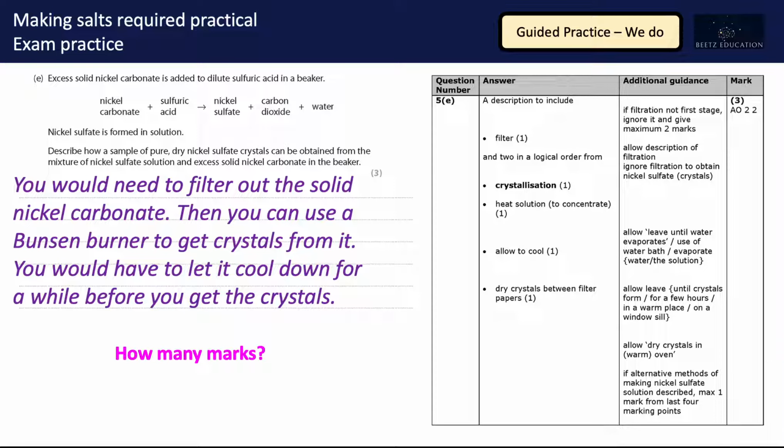An alternative question then. This one, 3 marks for describing how a sample of pure dry nickel sulfate crystals could be obtained from a mixture of nickel sulfate solution and excess solid nickel carbonate. Okay, so they've already added the nickel carbonate in excess to the sulfuric acid. Now, this is a we do, so I've given you an example response from a student, including the mark scheme. What I'd like you to do now is pause the video and have a think about how many marks that would be worth.